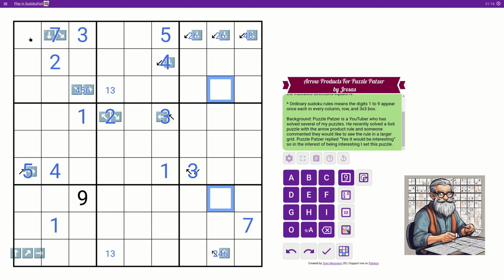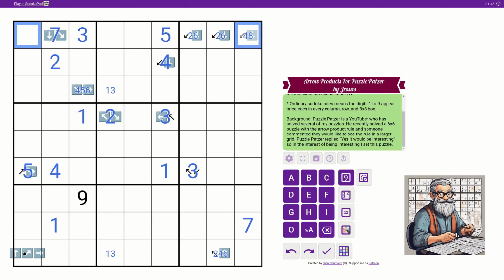Do I know anything more about row 1 now that we have this pair? I need 1, that's 2 places, 4, which is in again 2 places, that's annoying, 8 and 9, which could be anywhere. So okay, that's not helpful.